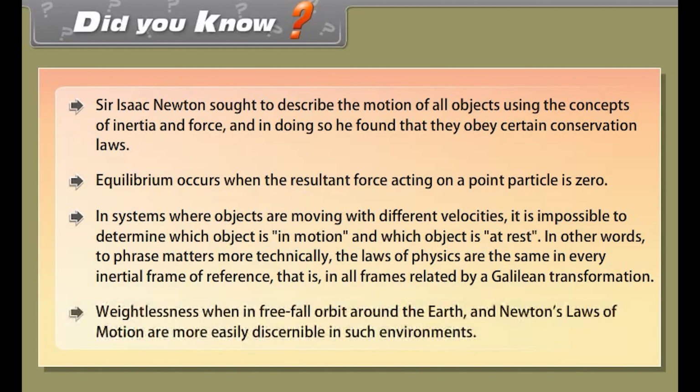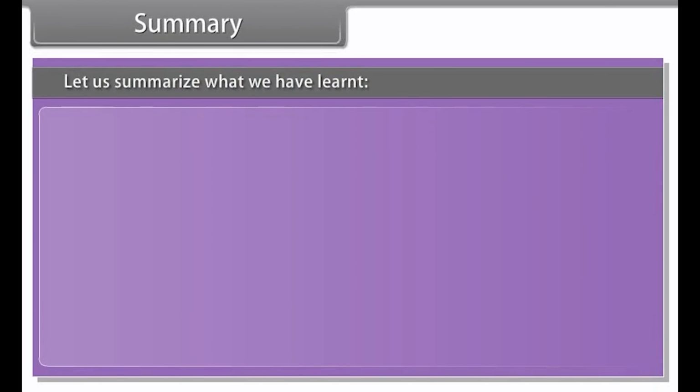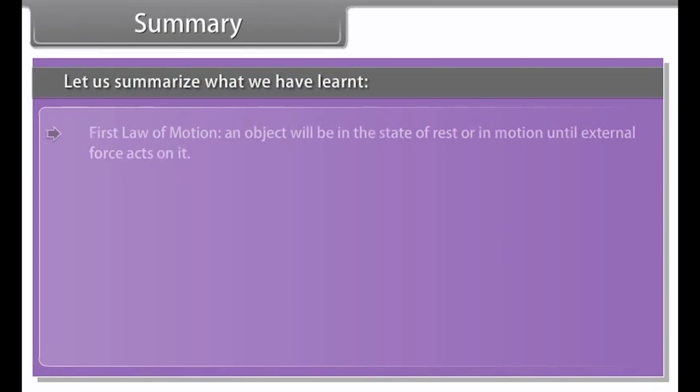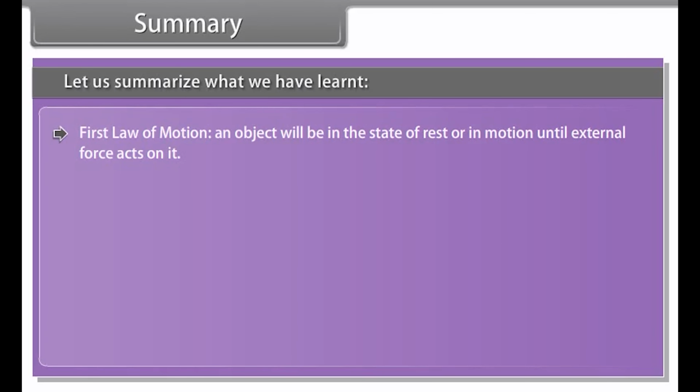Weightlessness occurs in free-fall orbit around the Earth, and Newton's laws of motion are more easily discernible in such environments. Summary. Let us summarize what we have learned. First law of motion. An object will remain in a state of rest or in motion until an external force acts on it. The mass of the object is a measure of inertia.